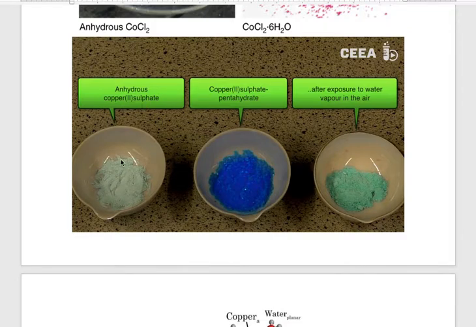Here's the one we're going to study, copper(II) sulfate. This is the anhydrous version. You see it almost looks white, a pale blue. Then we have copper(II) sulfate pentahydrate, where the water is within the structure. This is the hydrated or hydrous form. If you heat this up and dry it out, and then leave it overnight, it starts absorbing the water out of the air again and gets its color back.